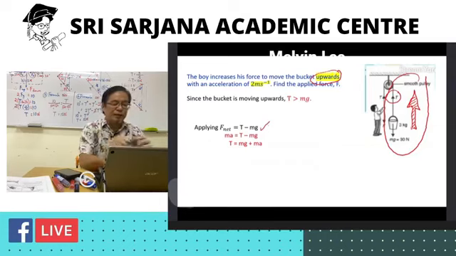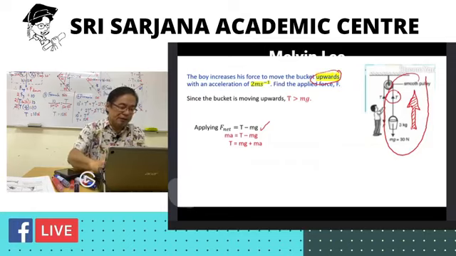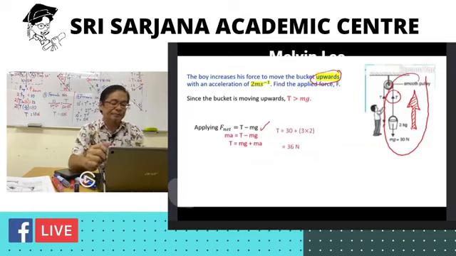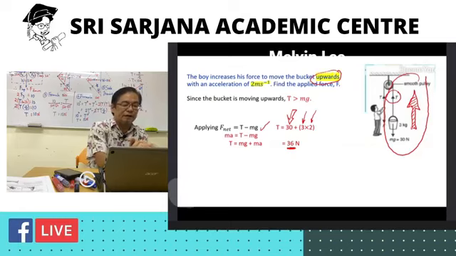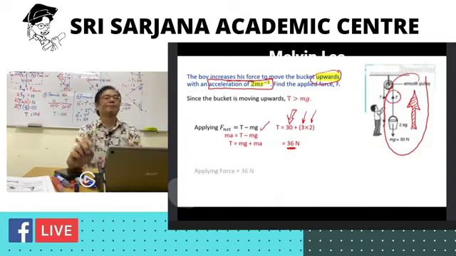Then you arrange it so that your subject is T, because the question asks you to find T. Betul? So you get T equals mg plus ma. Kita masukkan nilai dalam. So mg, remember 30 tadi, remember mg? Plus m is 3 kilo and a. So you get a bigger value, because of the presence of acceleration in the system.